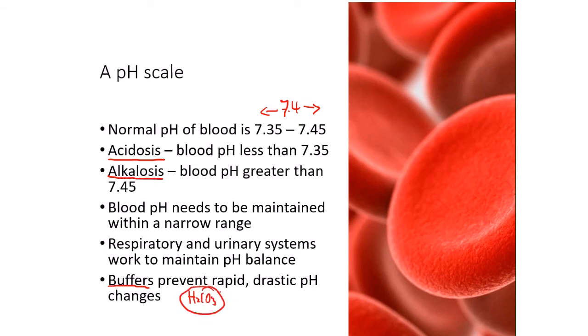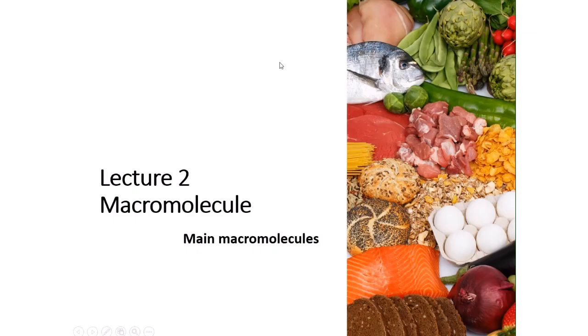So this buffer system will help you maintain a normal pH of 7.4. If it goes too high, it's going to be able to supply H plus to bring it back down, and if the pH gets too low, the buffer system is able to remove the excess H plus and bring the pH back to 7.4.